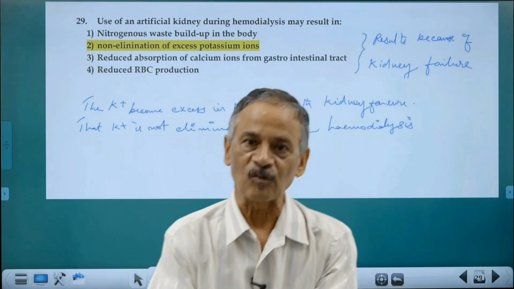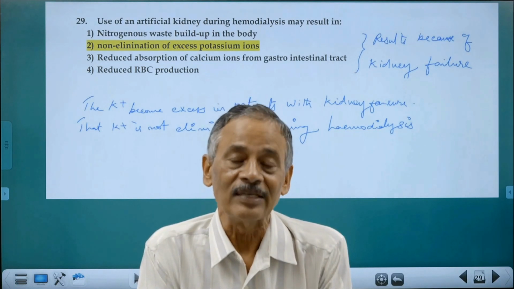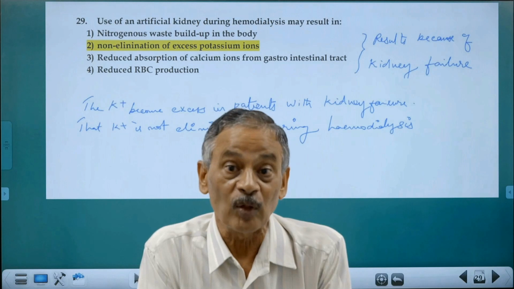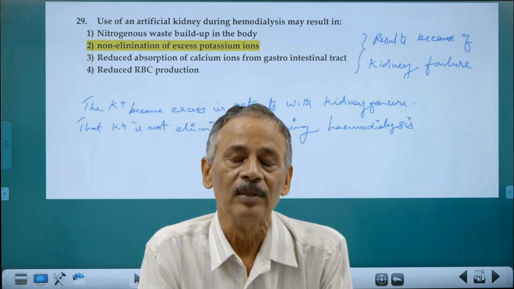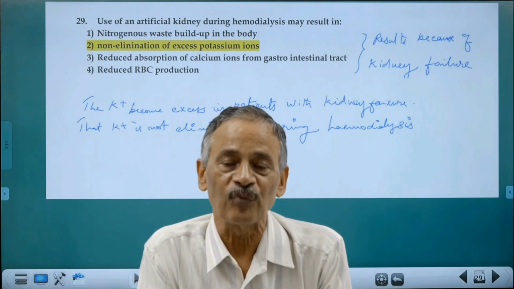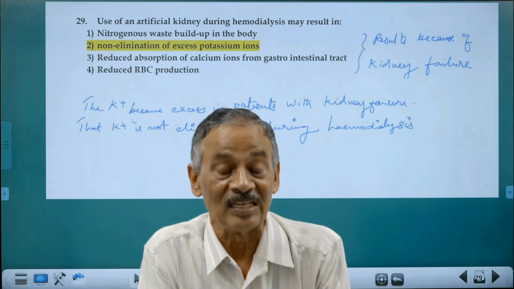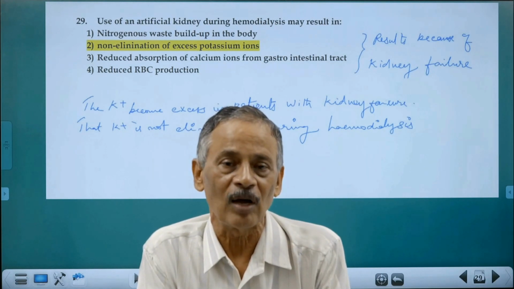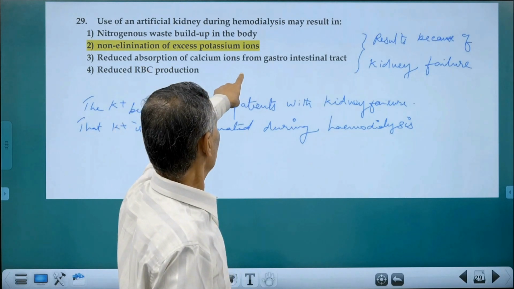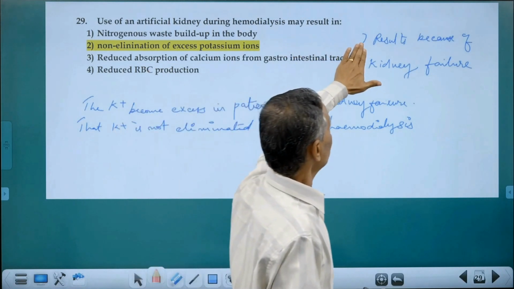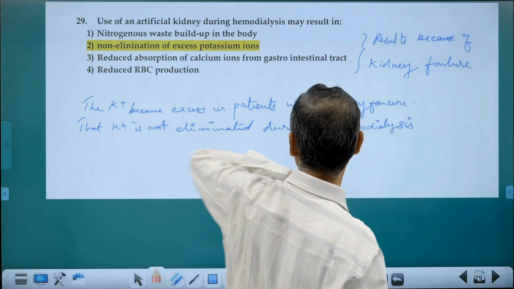The kidney is responsible for production of renin. That is responsible for the absorption of calcium also, sodium, calcium, etc. So from the alimentary canal, absorption of calcium is also reduced. That is severely affected because of the kidney failure. So reduced absorption of calcium is a result of kidney failure. These are all the complications of kidney failure.